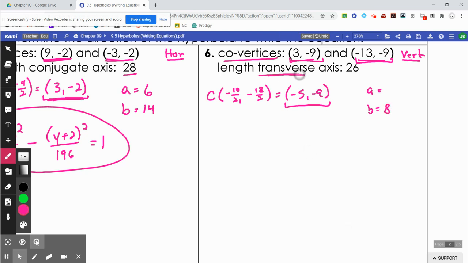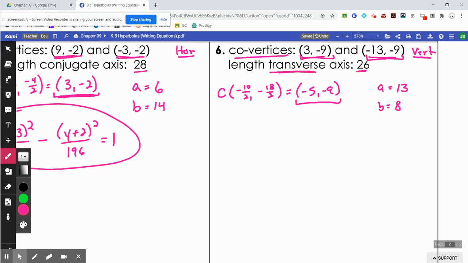The transverse axis, again, the transverse axis connects your vertex with your vertex. So therefore, since this has a length of 26, you can half that to find your A value. From the center to a vertex would therefore be 13. So now we're good. We're ready to go.